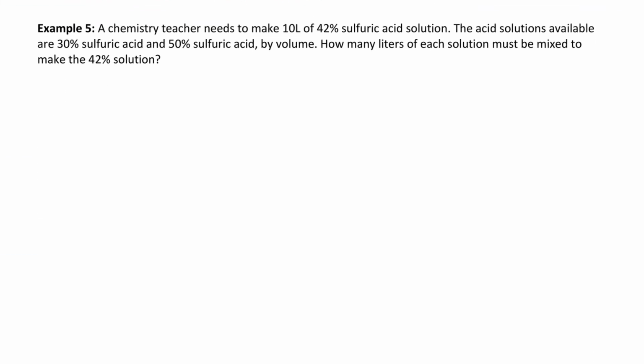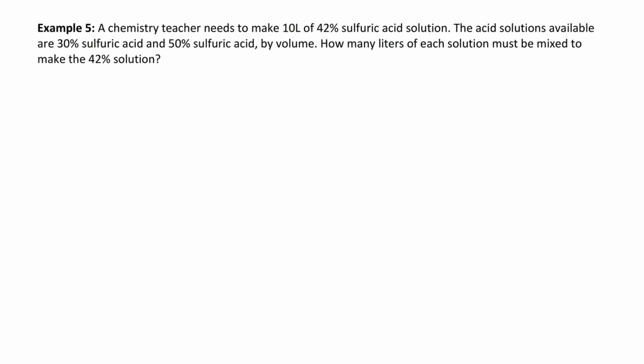This one is a classic linear system example. We have a chemistry teacher that needs to make 10 liters of 42% sulfuric acid. The acid solutions available are 30% sulfuric acid and 50% sulfuric acid. How many liters of each solution must be mixed to make that 42% solution? So somehow we need to mix a certain amount of 30% and a certain amount of 50% to make 10 liters of 42% sulfuric acid.